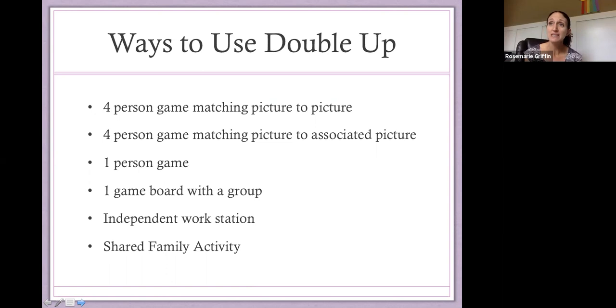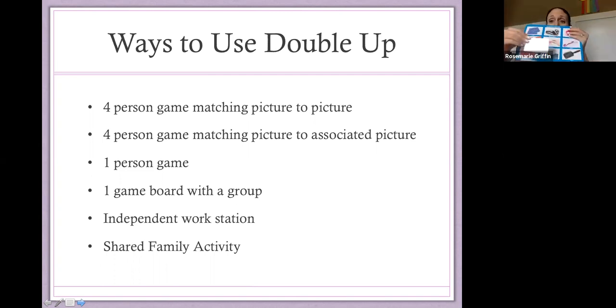So I always try to think to myself, how can I help these students engage in this activity with the least amount of prompting? Because my goal, especially for older learners, is to be able to fade myself out of the equation. So I could say, hey, why don't you guys get Double Up? I'll help you set it up and you guys play. And I'll be over here if you need help. Now, I know that's not going to be the case for everybody, but that's always kind of my vision. How can I help them play, but provide the least amount of prompting? How can I fade myself out of the equation?